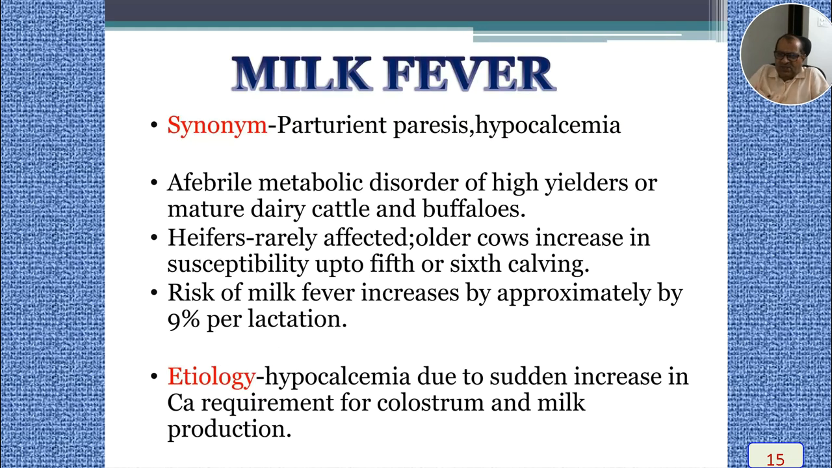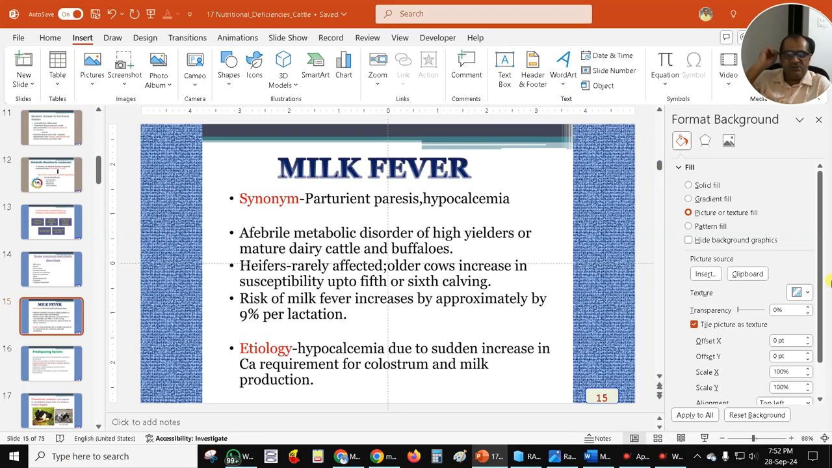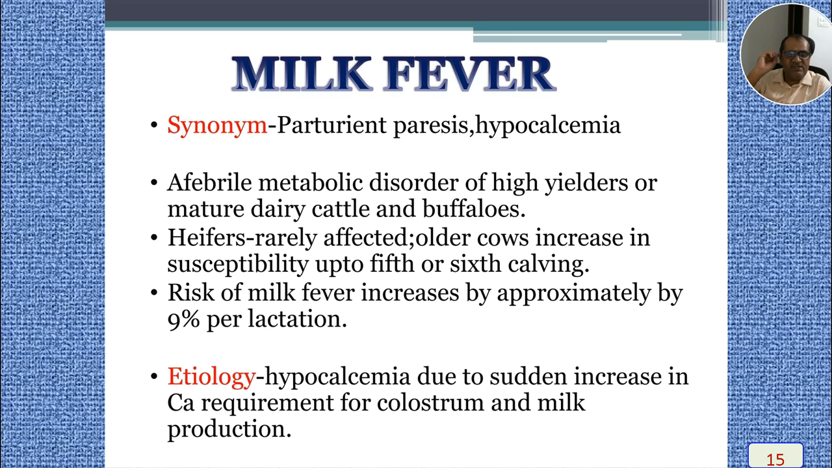Whereas milk fever is a synonym of parturient paresis, or else it's also called hypocalcemia or an afebrile disorder. So there is no fever, especially in case of milk fever. No fever will be there, but simply it is misnomenclated as milk fever. Hence, one needs to know the exact reason for this. And of course, hypocalcemia is the proper term for this particular disorder.